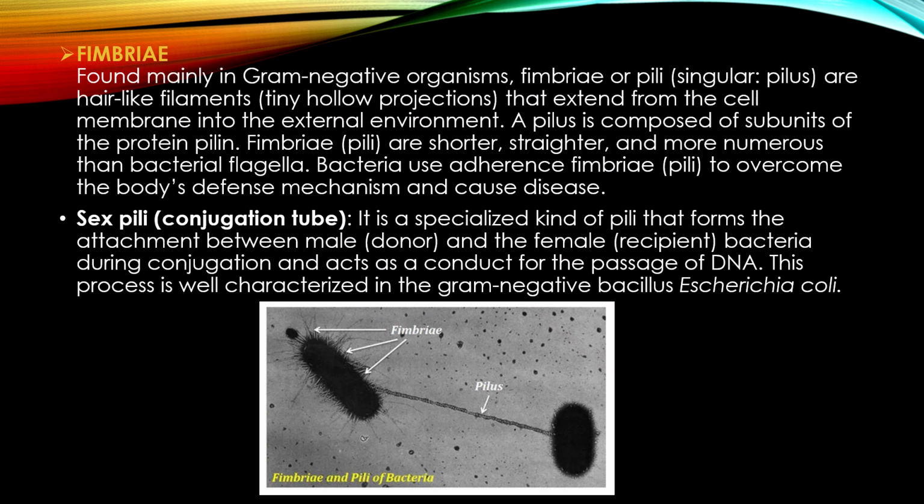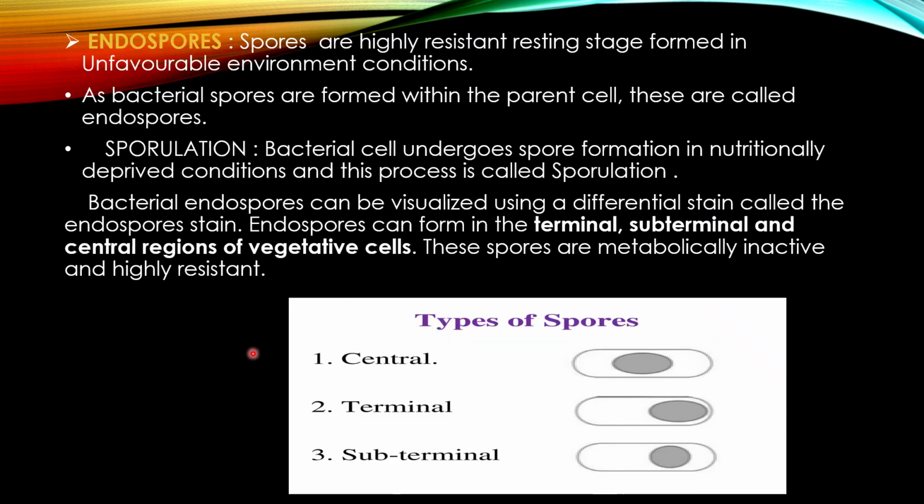Then, next is endospores. Spores are highly resistant resting stages formed in unfavorable environmental conditions. As bacterial spores are formed within the parent cell, these are called endospores. So these are nothing but spores which are formed during unfavorable environmental conditions.